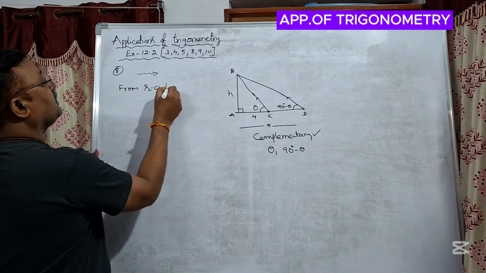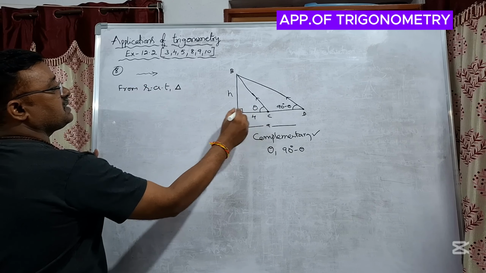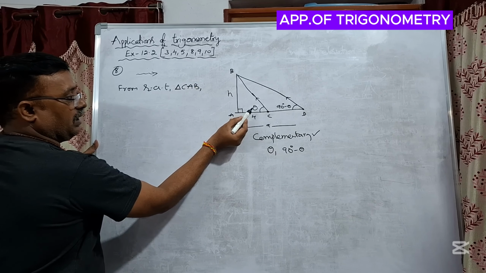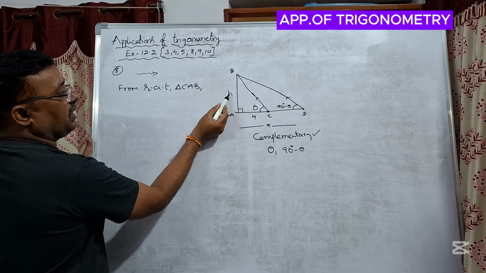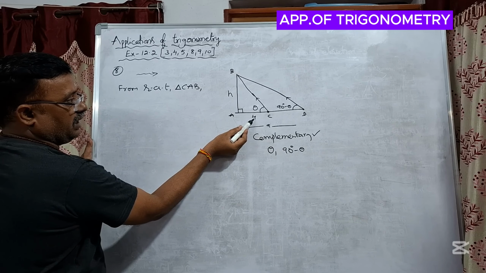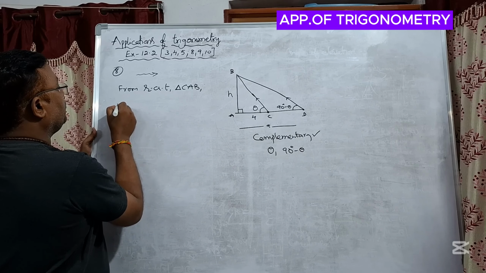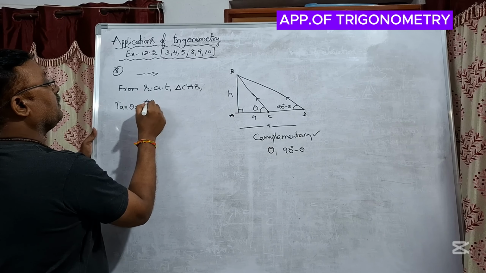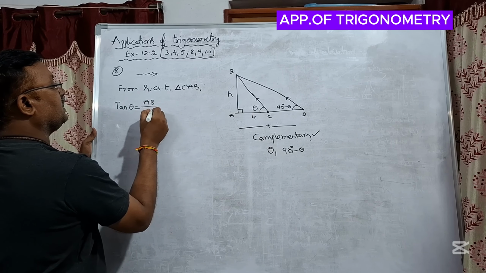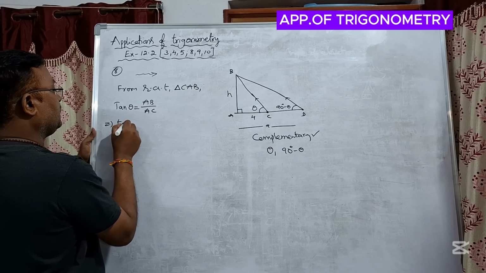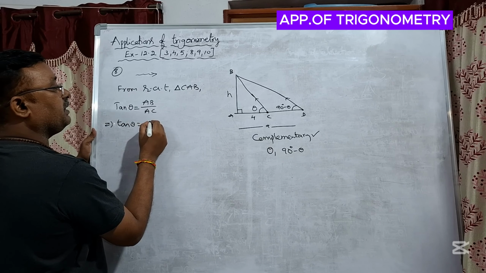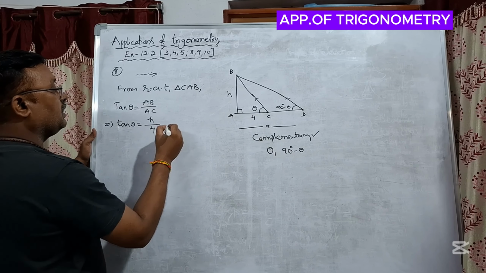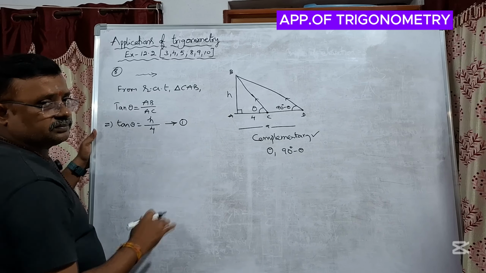From right angle triangle CAB, I have theta, I want the opposite side, and I have the adjacent side. So obviously I will go for tan theta, that is opposite side AB by adjacent AC. That implies tan theta is equal to AB value H by AC value 4. Let us consider this one as equation 1.